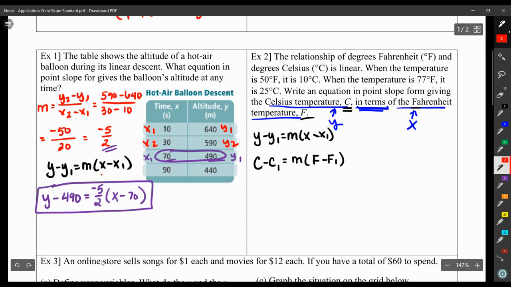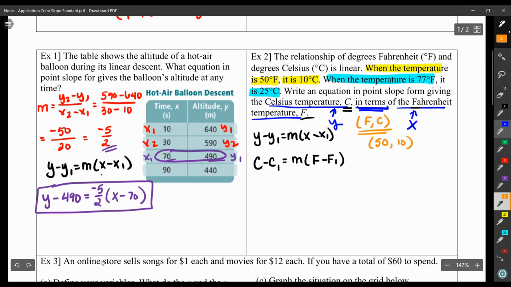Now, we still have to find slope. So let's see what they gave me. They told me that when the temperature is 50 degrees Fahrenheit, it is 10 degrees Celsius. And they also told me that when the temperature is 77 degrees Fahrenheit, it is 25 degrees Celsius. Those are coordinates. When this happens, this happens. So my first coordinate is 50 degrees Fahrenheit, comma, 10 degrees Celsius. So all of my coordinates are Fahrenheit, comma, Celsius. That's what all the coordinates are in.